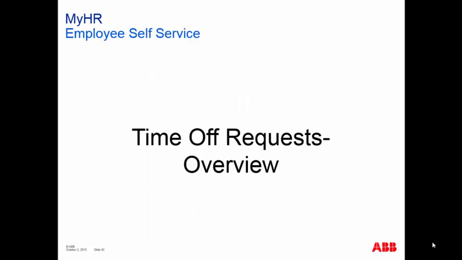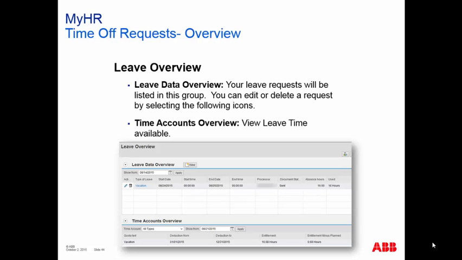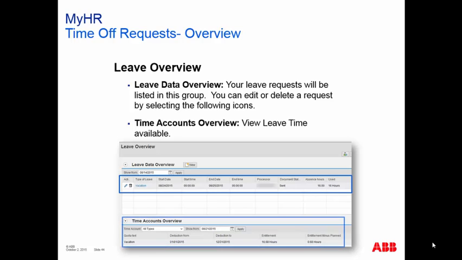Next, we're going to discuss the Time Off Requests Overview feature. From the Leave Data Overview screen, you can view the current leave requests that you've submitted for approval by selecting a Show From date and then clicking Apply. You can view the amount of time you have available for leave by making a selection from the Time Account drop-down menu located in the Time Accounts Overview section, and this will show you how many hours you are still entitled to as well as how many hours you have used from your total hours available.